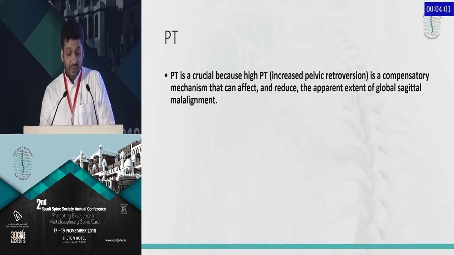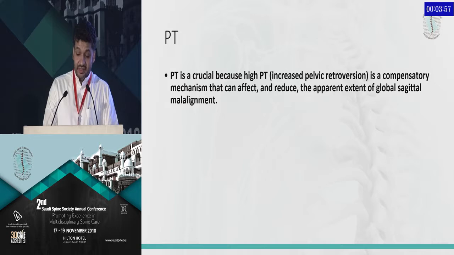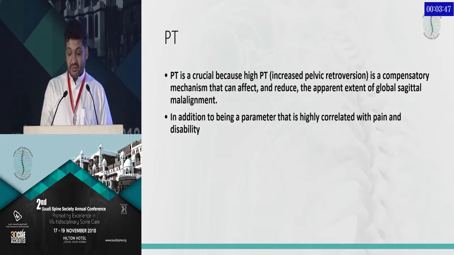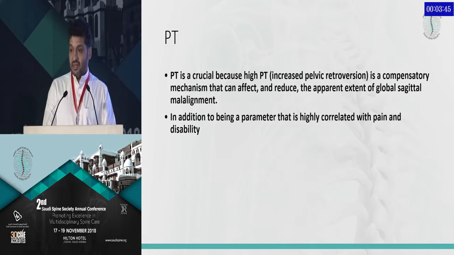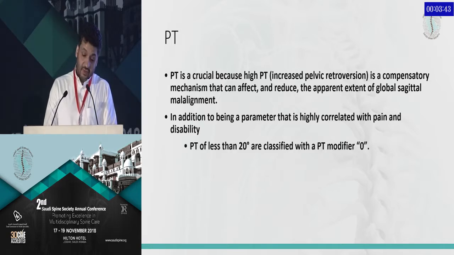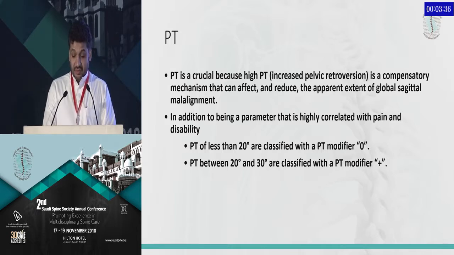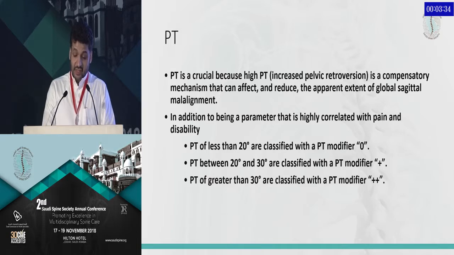Pelvic tilt. Pelvic tilt is a very crucial part of our modifiers. The reason is that it is a compensatory mechanism that can affect and reduce the apparent global sagittal malalignment. So in addition to being a parameter, it has a very strong correlation. It's been studied and established with the pain and disability that the patient has post-op. So pelvic tilt less than 20 is considered 0. 20 to 30 is a plus 1, and more than that is a plus 2.